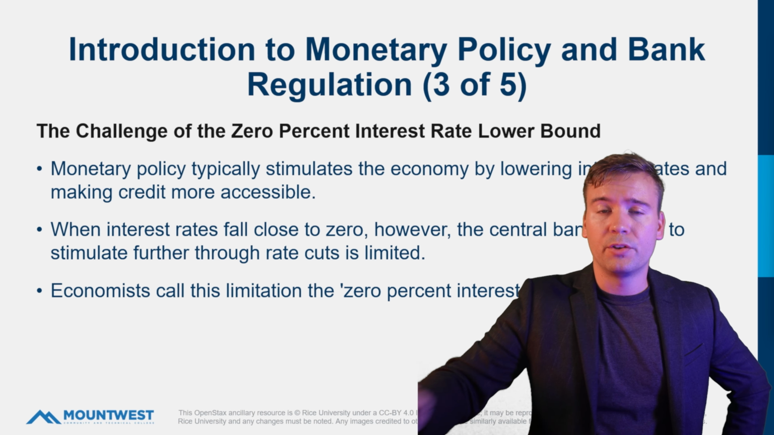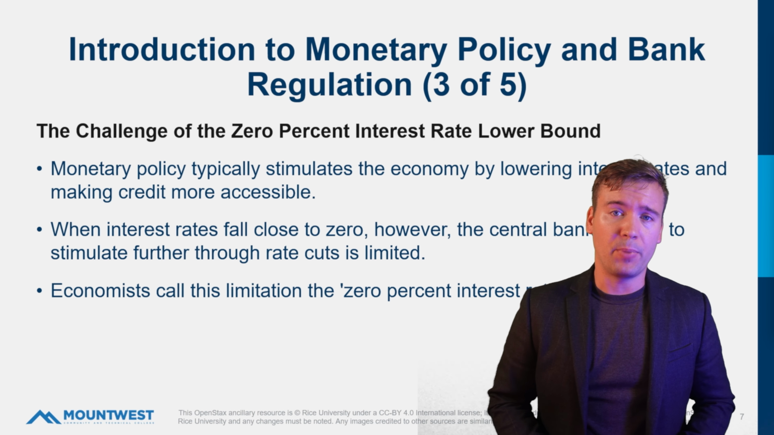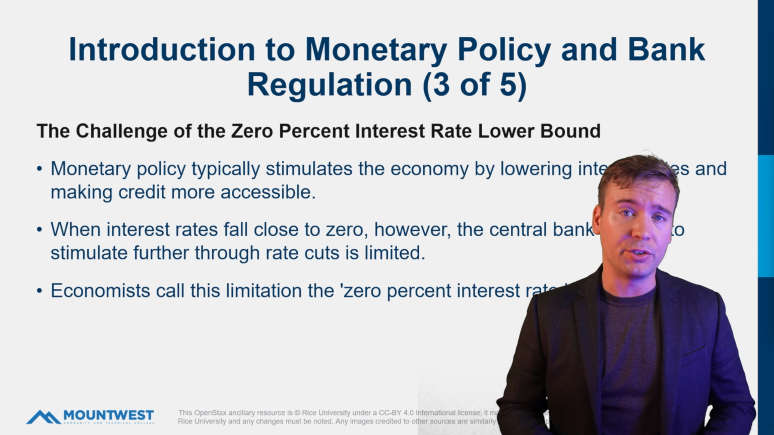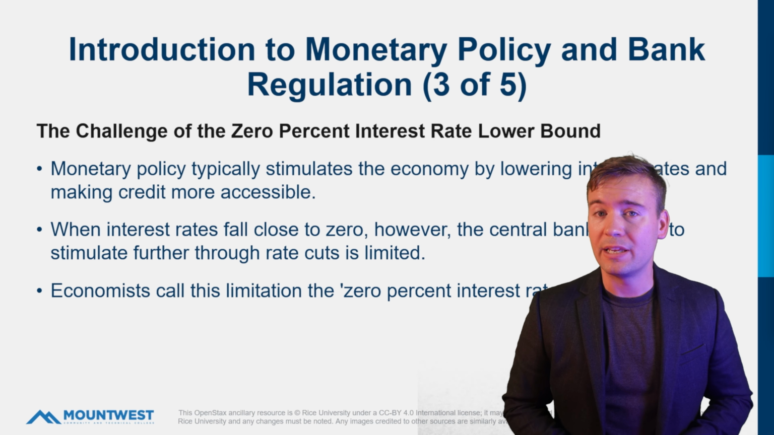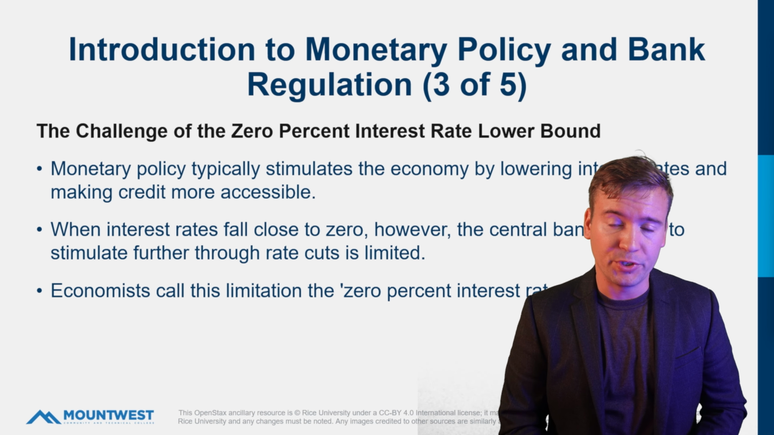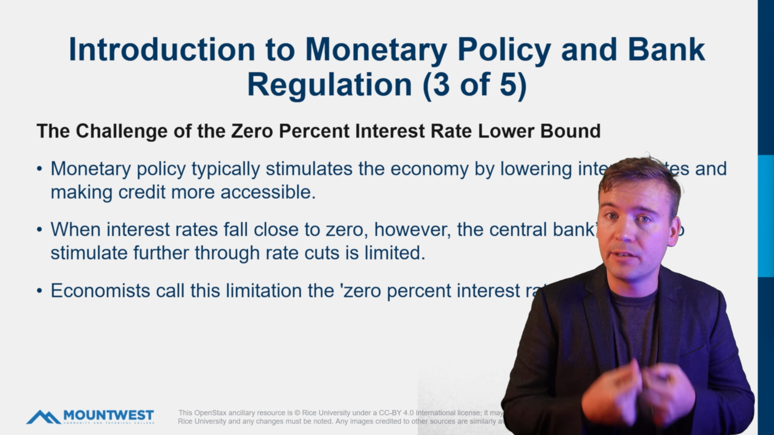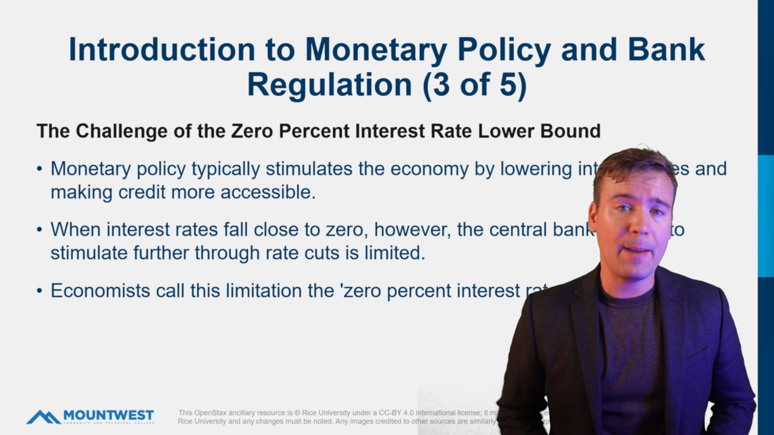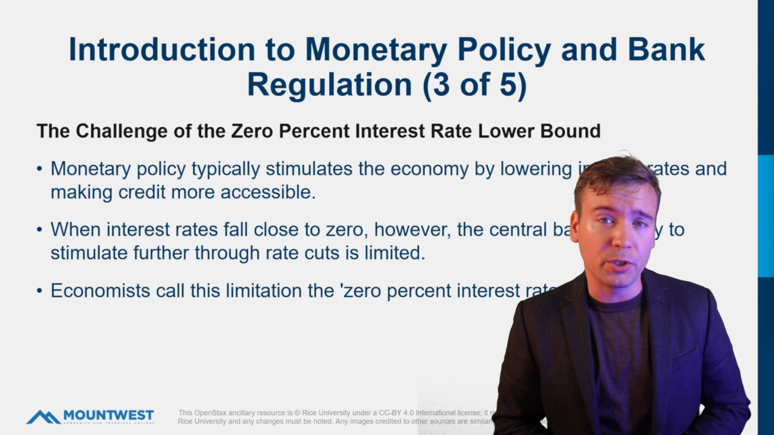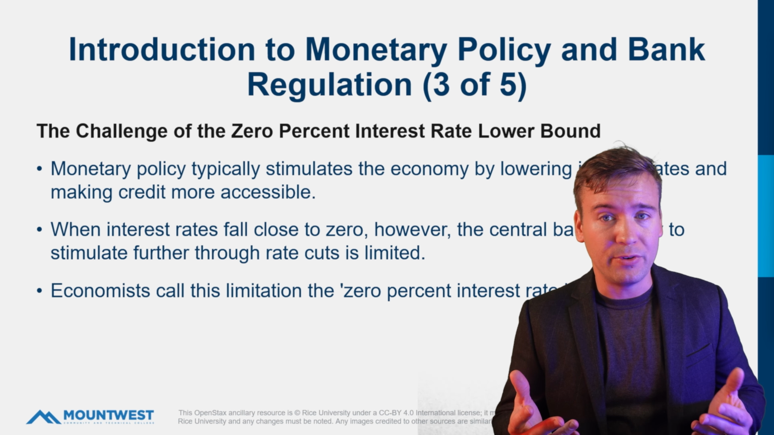All right. So here's one major challenge that economists have grappled with. It's called the 0% interest rate lower bound. Now, typically monetary policy tries to stimulate the economy during a downturn. One way we can stimulate the economy is by lowering interest rates, which makes it cheaper for businesses and for consumers to borrow money and to spend that money. But what happens when interest rates are already super, super low or close to zero? Well, we can't go negative.